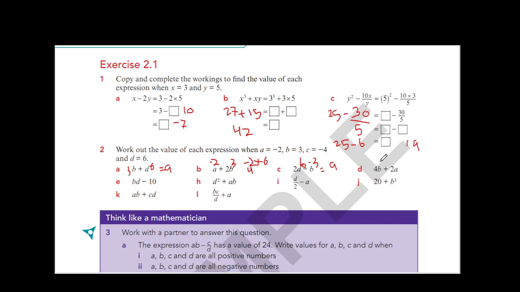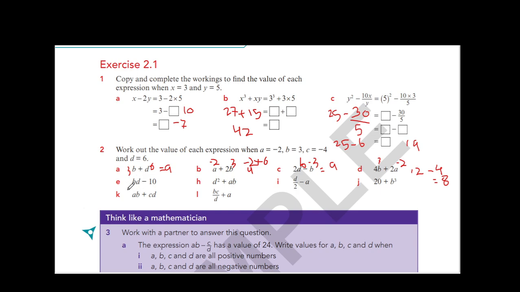In part D, the value of b is 3 and the value of a is minus 2. 4 into 3 will be 12, plus minus 2 into 2 will be minus 4. So we have different signs, we will subtract, and the answer will be positive 8, because the bigger value is 12 and the sign of 12 is positive.